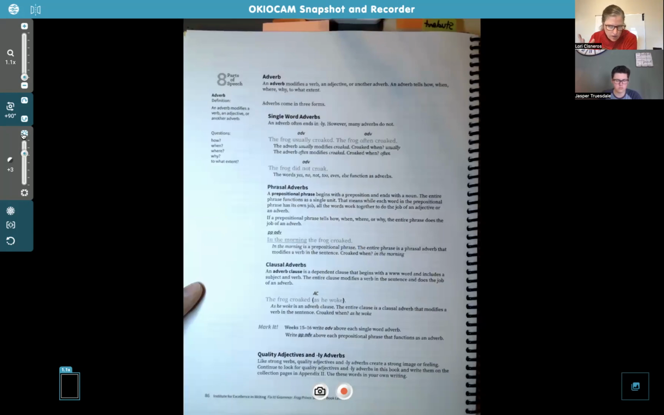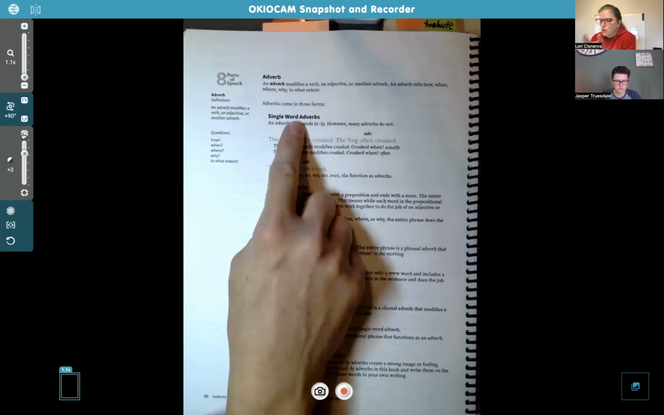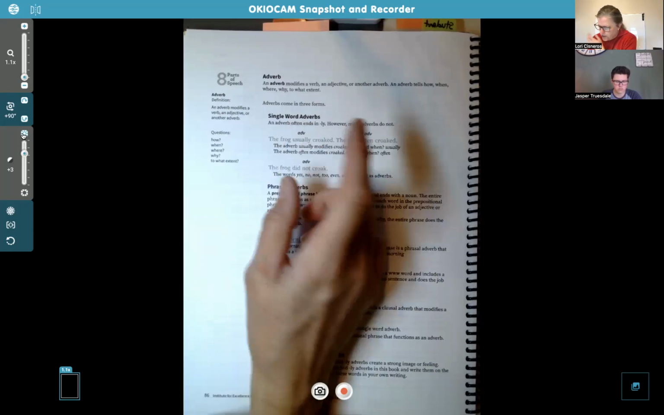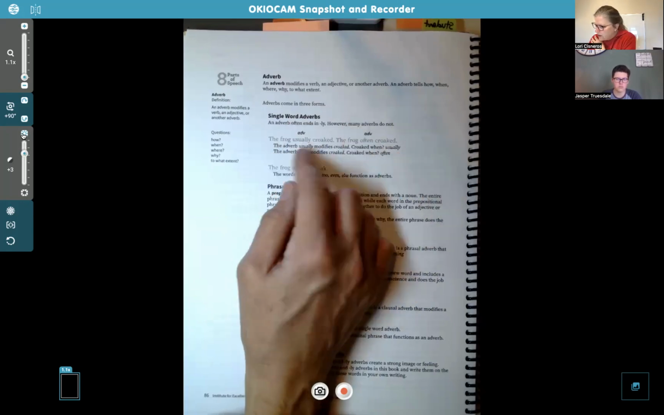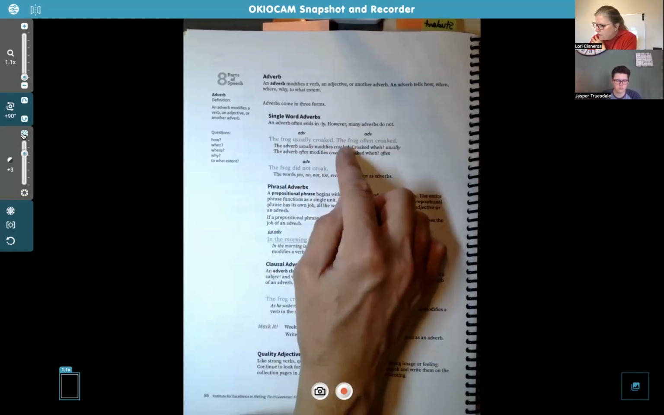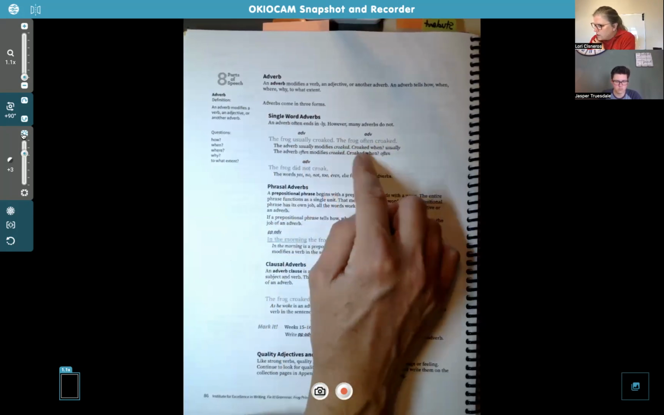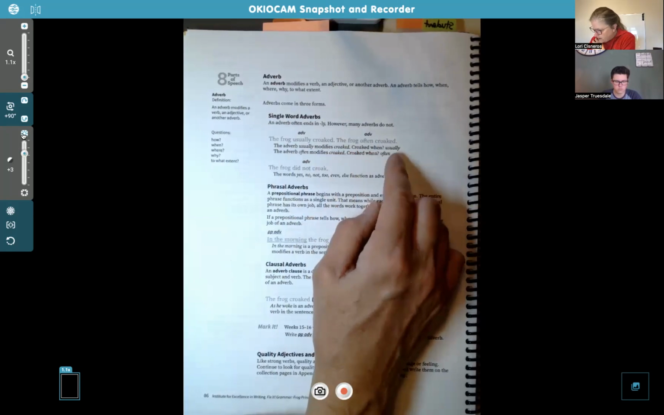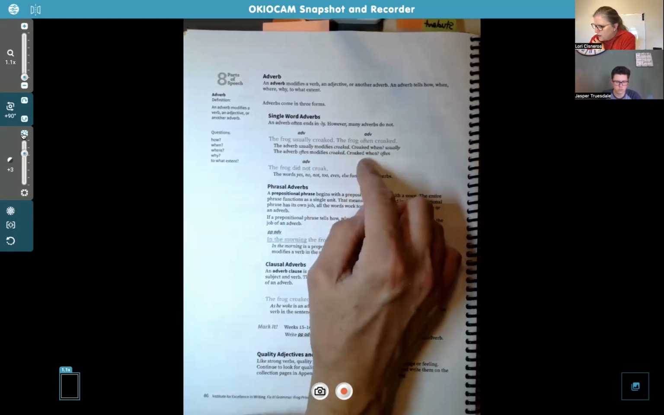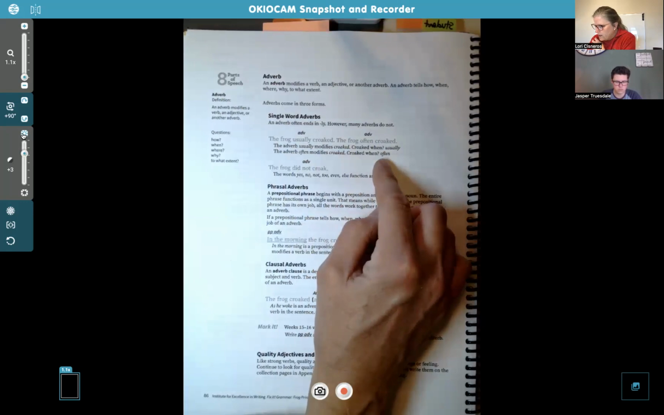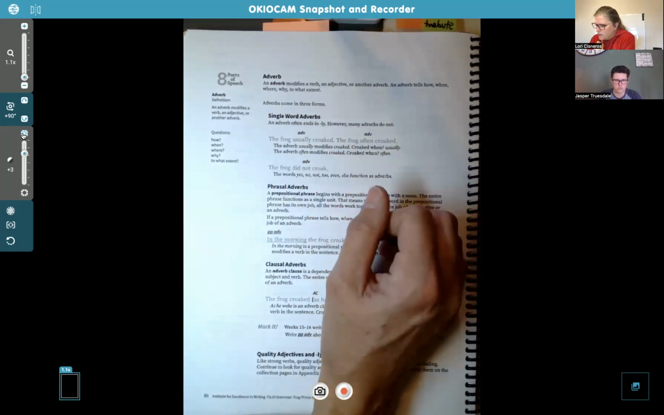Adverbs come in three forms. So single word adverbs, just like single word adjectives, we already know those. The frog usually croaked. The frog often croaked. So usually modifies croaked. Croaked when? Usually. And then the other one is croaked when, often. So it modifies that word croaked.